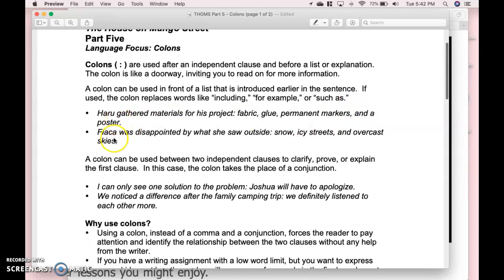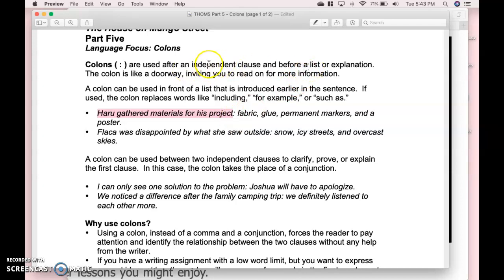Here are examples for you. Haru gathered materials for his project. So notice how the sentence, Haru gathered materials for his project, is what we like to call an independent clause. That is a sentence. It does not need more information to exist. If the author wanted to put a period after that sentence, that could be the whole sentence. Haru gathered materials for his project. In this situation, the author decides to use a colon to present a list.